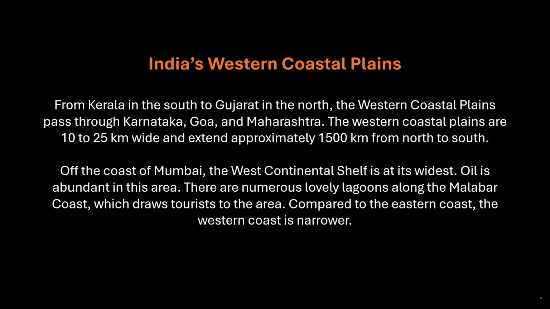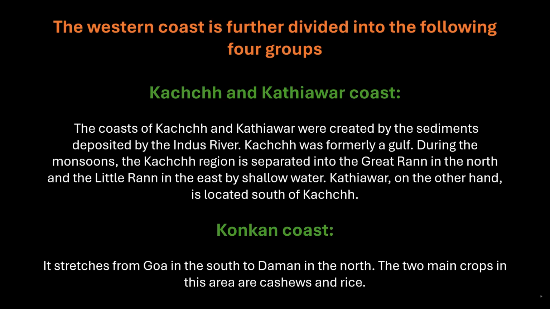Off the coast of Mumbai, the West Continental Shelf is at its widest. Oil is abundant in this area. There are numerous lovely lagoons along the Malabar coast, which draws tourists to the area. Compared to the eastern coast, the western coast is narrower. The western coast is further divided into the following four groups.